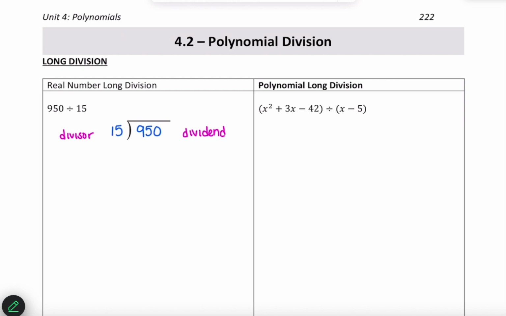Then you would ask yourself, 15 goes into 9 how many times? It doesn't go in. So how about 15 goes into 95, how many times? That would be 6. 15 goes into 95 6 times with a remainder of 5. So you would multiply 6 times 15, that's 90, and then you would subtract, and you would get 5.